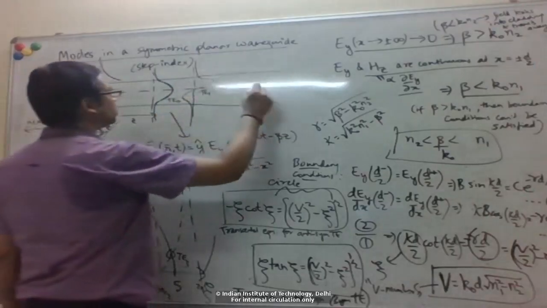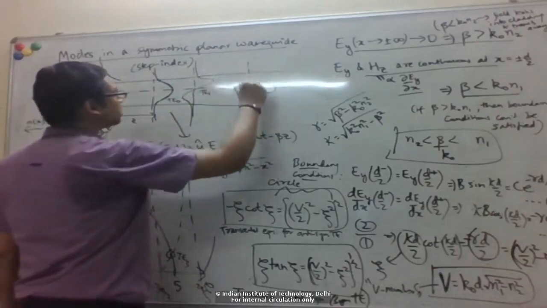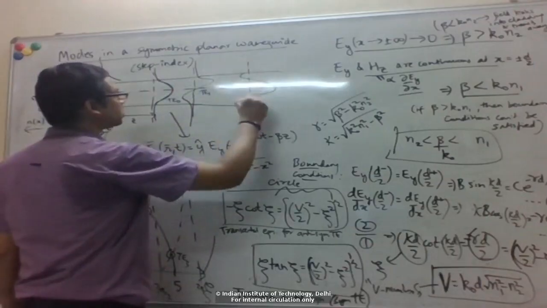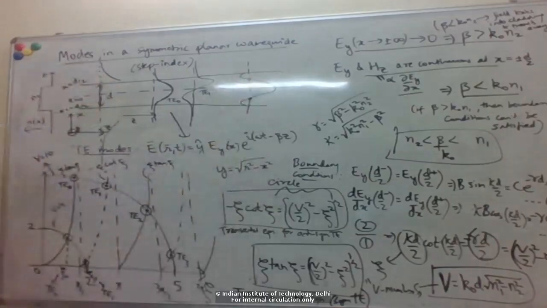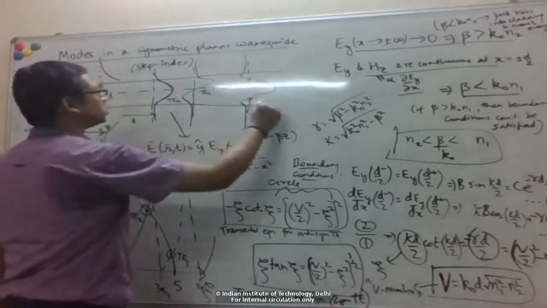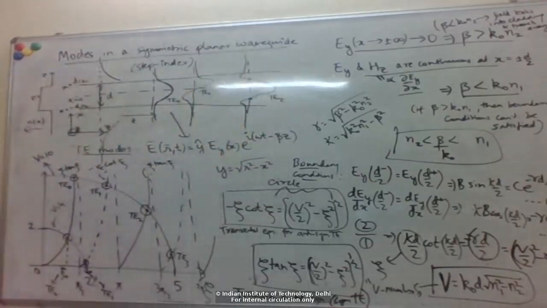So TE2, again we have even symmetry, so it's cos, but then it will have 2 zeros here. Okay, 1 zero here, 1 zero here, and then again exponential decay. This is TE2, right? So you can see.